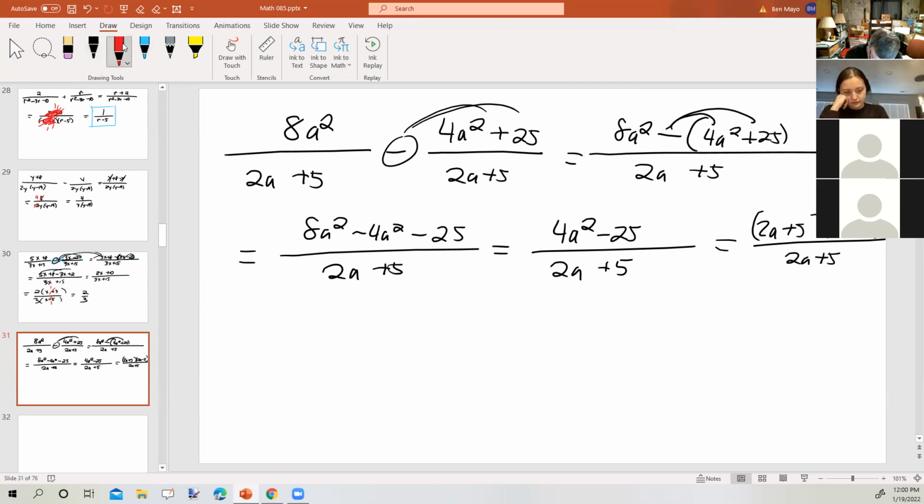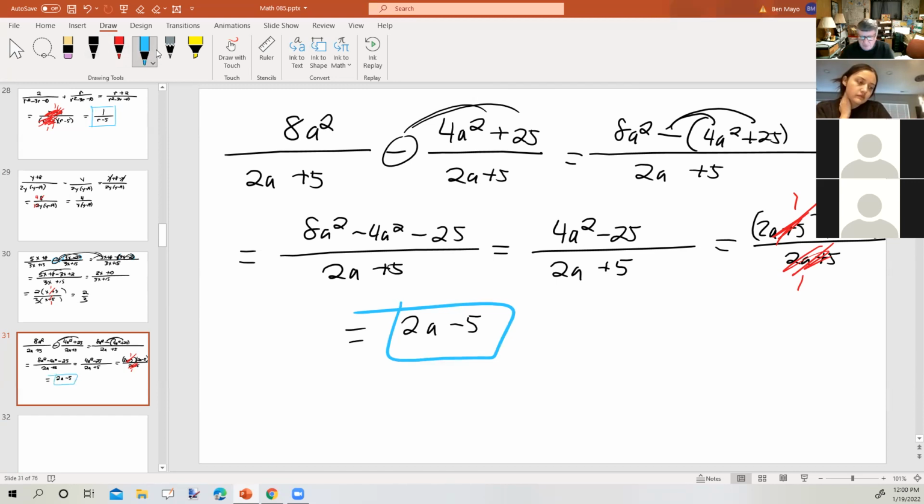So now those two factors reduce down. Final answer: 2a minus 5. Okie dokies. All right.